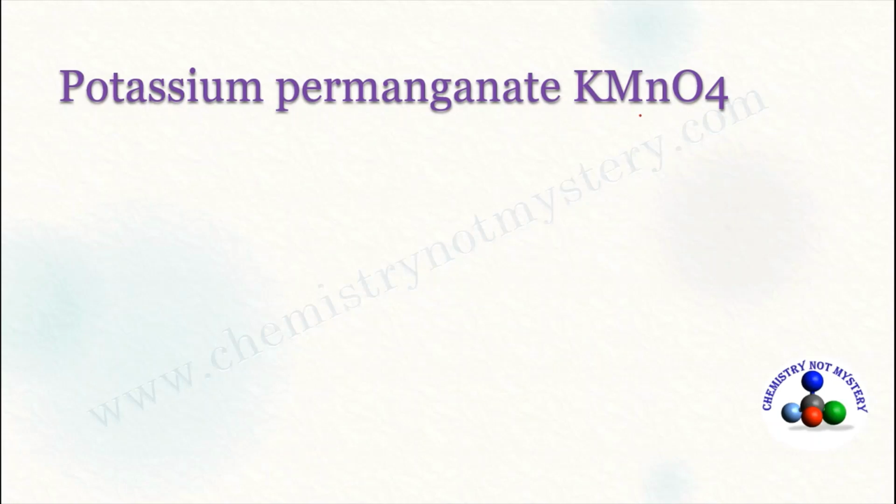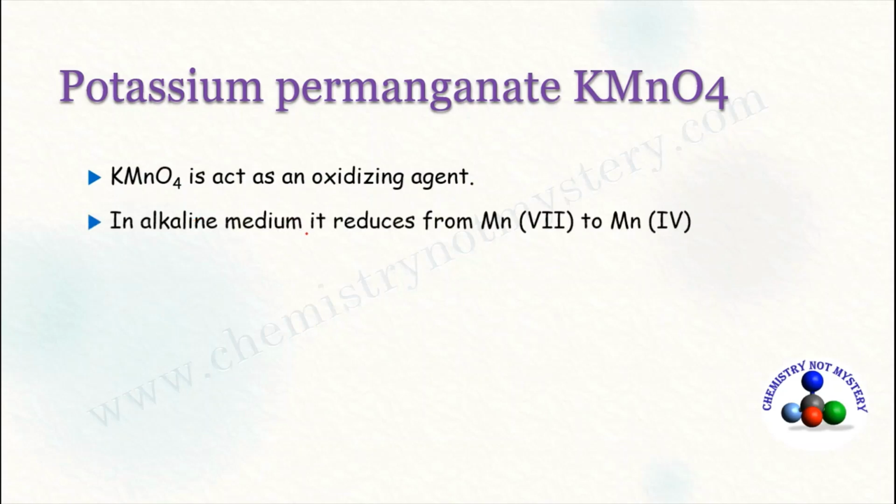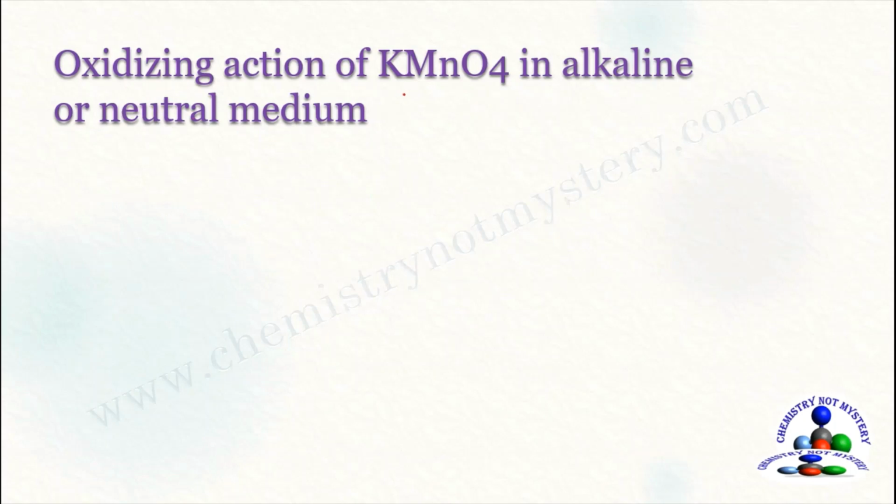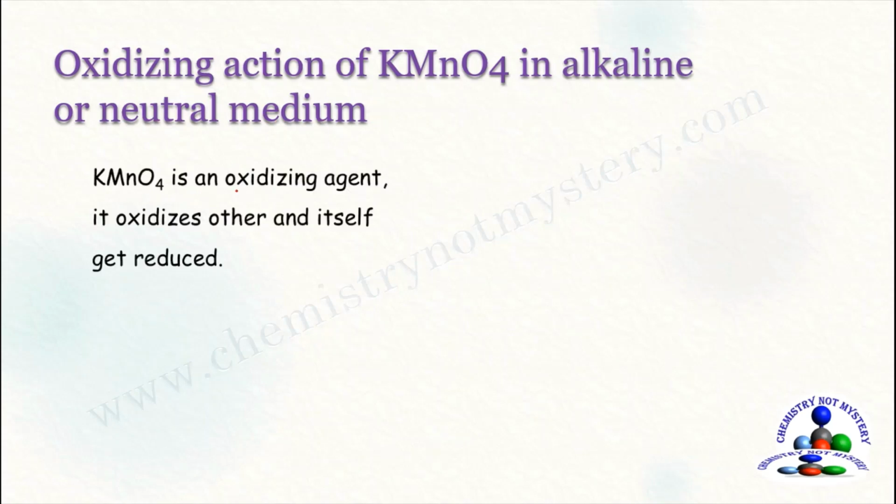Potassium permanganate KMnO4 acts as an oxidizing agent. In alkaline medium, it reduces from Mn7 to Mn4, while in acidic medium, it reduces from Mn7 to Mn2. Let's discuss the oxidizing action of KMnO4 in alkaline or neutral medium. KMnO4 is an oxidizing agent, so it oxidizes others and itself gets reduced from MnO4 negative to MnO2.